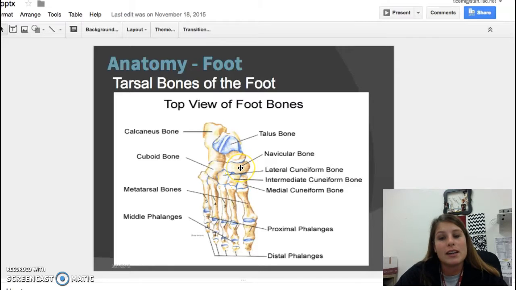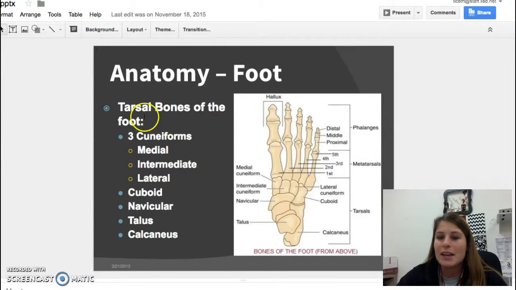Working proximally, we have the navicular bone right here. Then we have the talus, which is very, very important for our movements. Then going over on the lateral side, we have the cuboid and the calcaneus. The calcaneus is referring to our heel. That's most of the time what you hear: the heel is the calcaneus. Here's just another image showing you your 3 cuneiform bones, then your cuboid, calcaneus, navicular, and talus. It's going to be a lot of memorization just to get these bones situated.